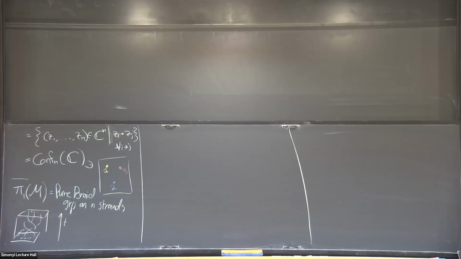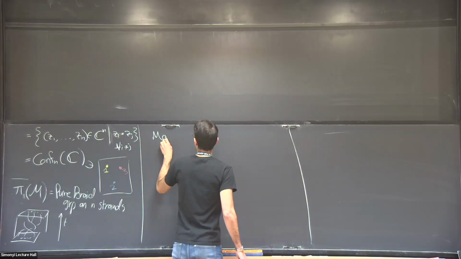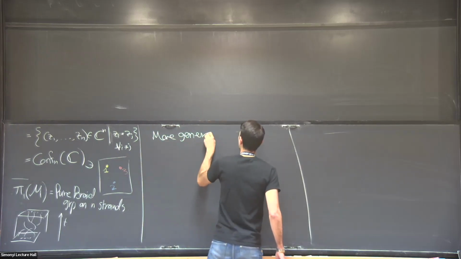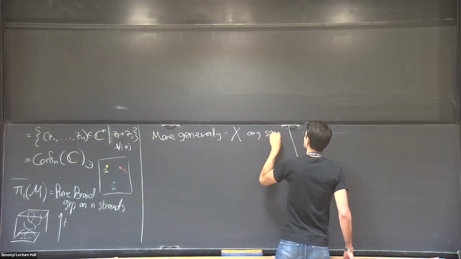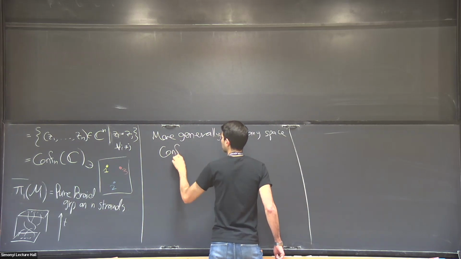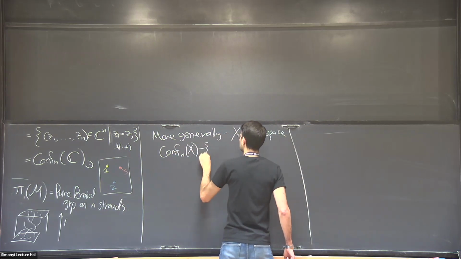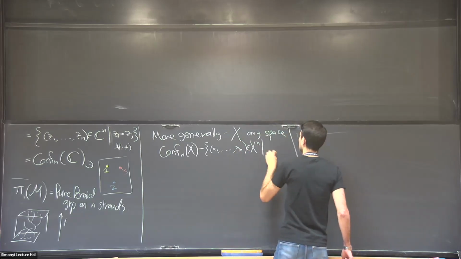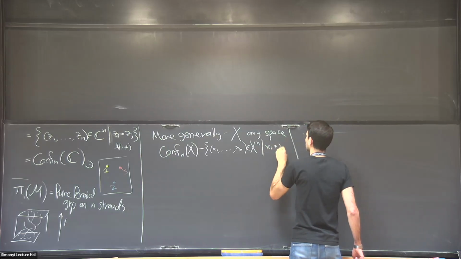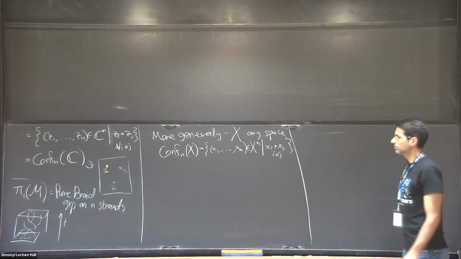And so I started looking at these spaces from the point of view of hyperplane arrangements. But they show up in many other contexts, and you can more generally define, if X is any space, the configuration space of n points in X to be the space of n-tuples of points in your space where no two of them should be equal.